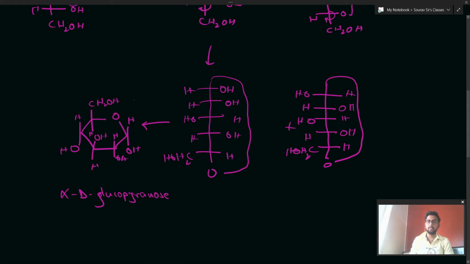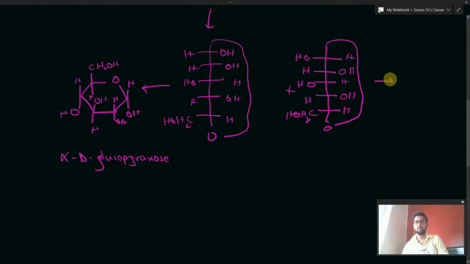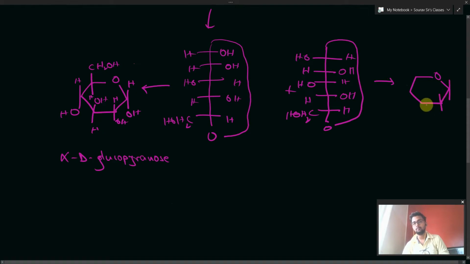Okay. Then again we will just draw the other structure for the beta D. We will be having the other structures the same, only the anomeric carbon would be changed. I have already explained it in the last video. Okay. So H, OH, OH, and H. Okay. So basically this is beta D glucopyranose.